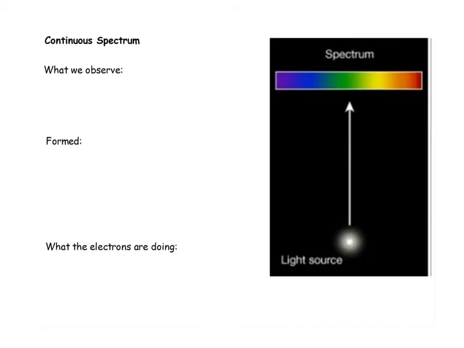Now, when we look at a continuous spectrum, we just observe the whole spectrum, Roy G. Biv. Now, one way where this is formed is black body radiation.